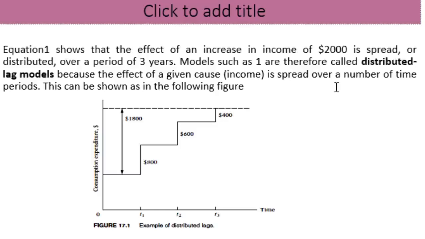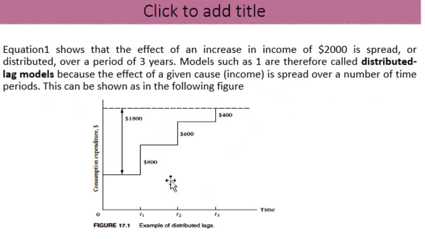That is, the effect of increase in income is spread over a period of 3 years. Models such as this are therefore called the distributed lag model, because the effect of a given cause, that is increase in income, is spread over a number of time periods.